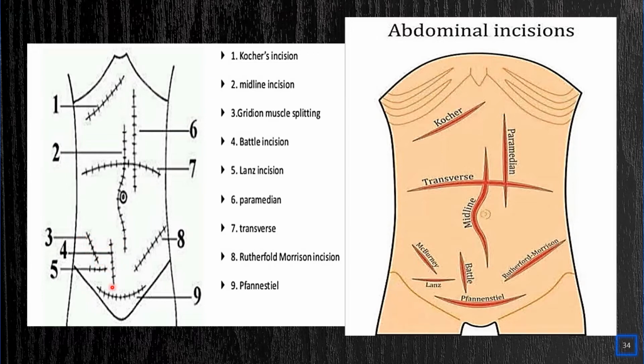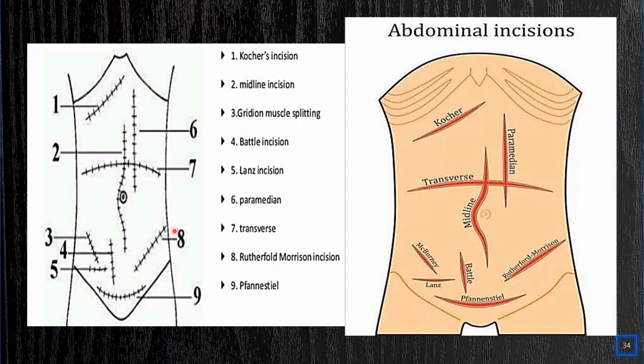Now this is a pararectal incision, the Battle's incision. This is the Battle's incision. This one is the LANZ incision, that is near the McBurney's point. You are going to put an incision along the Langer's line, and that is also done for appendectomy. This is Pfannenstiel incision, that is done for gynecological procedures like C-section, for taking out the baby. And then you have this 8th is Rutherford-Morrison incision.